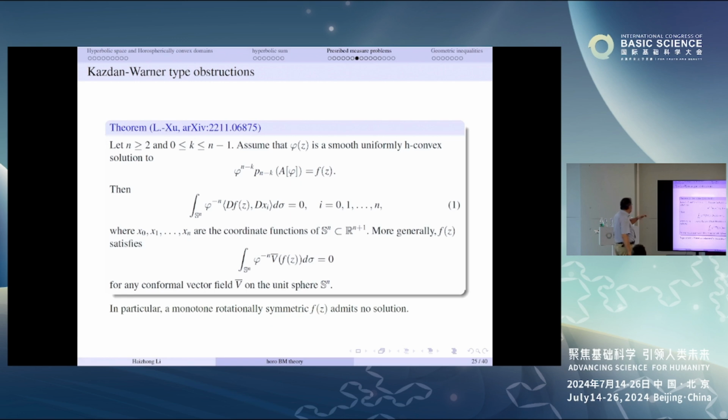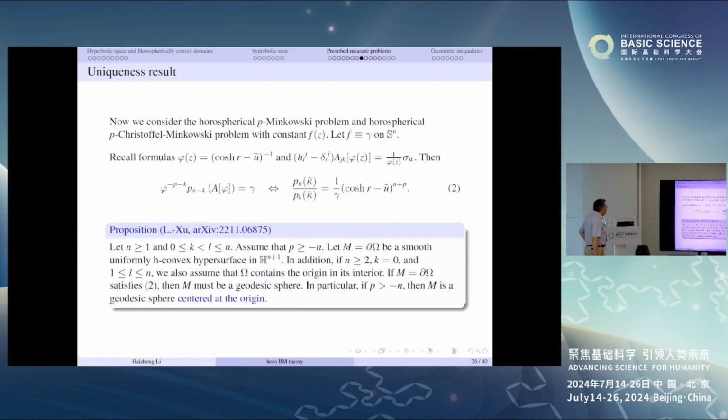For p equal to minus n we also find some obstruction. If f satisfies this equation, it must satisfy this identity: the integral of phi to the minus n df over dxi equals 0. If this identity is not satisfied, the equation has no solution. This identity is similar to the Kazdan-Warner identity in Riemannian geometry, related to conformal geometry, where the conformal metric's scalar curvature is a given function on the unit field, and so on. I won't give details. We can also prove some Euclidean results when the given function is constant.